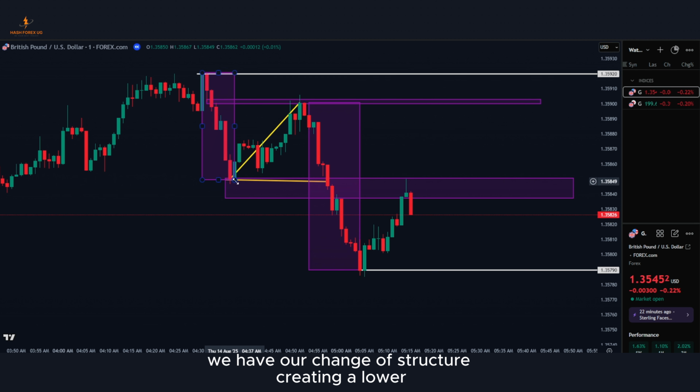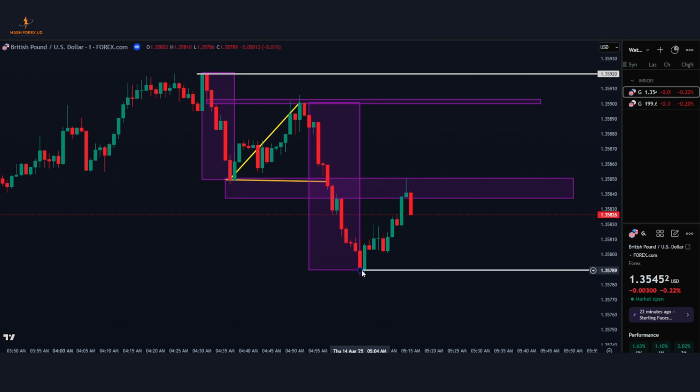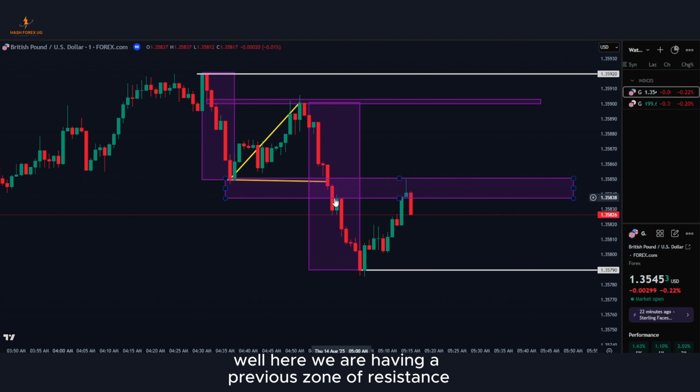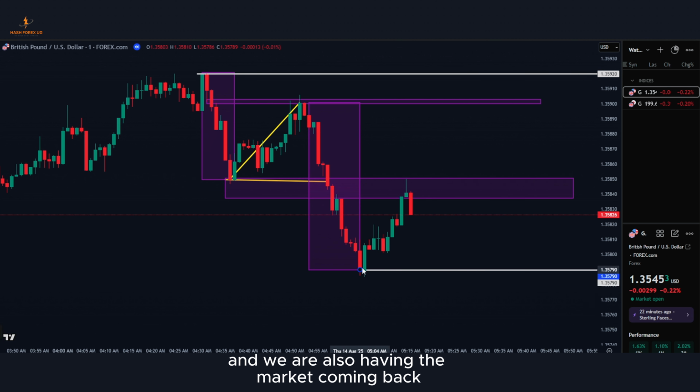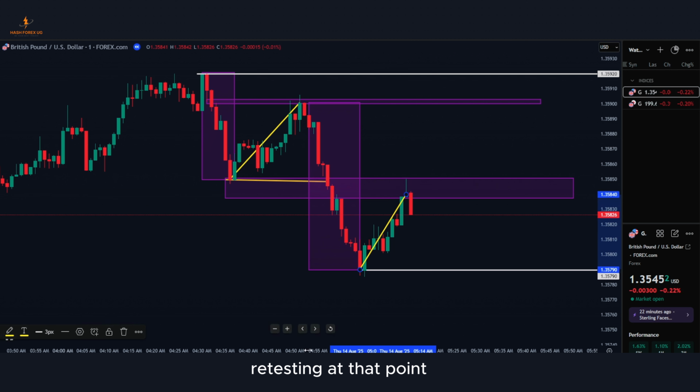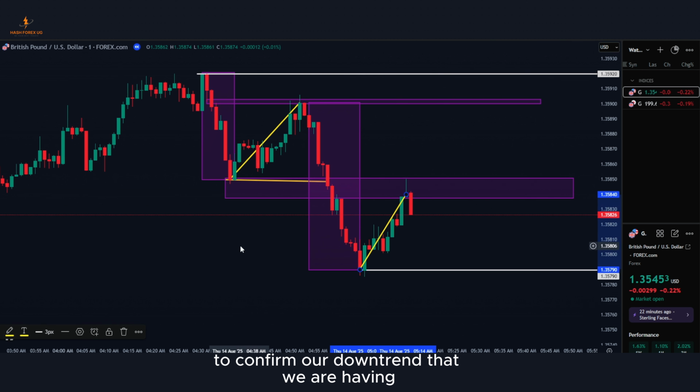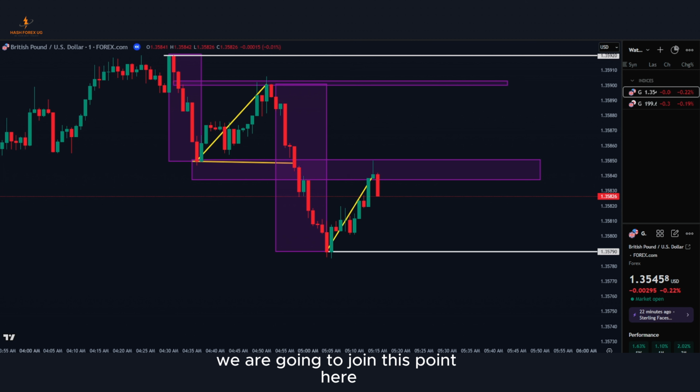We have our change of structure creating a lower low here. We are having a previous zone of resistance, and we are also having the market coming back, retesting at that point. To confirm our downtrend that we are having, we are going to join this point here and this point here.